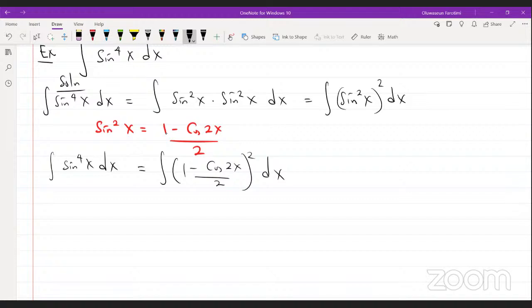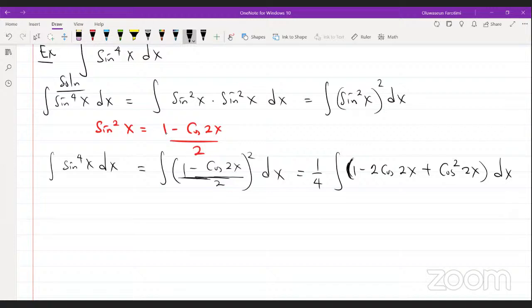Okay, so it's time to multiply this out. If you multiply this out, you do have a 1/4 up front, and an integral of 1 minus 2 cosine of 2x plus cosine squared of 2x dx. How did I get this? No big deal, guys. This is just 1 minus cosine of 2x divided by 2. Multiply that twice, and you have this right-hand side.